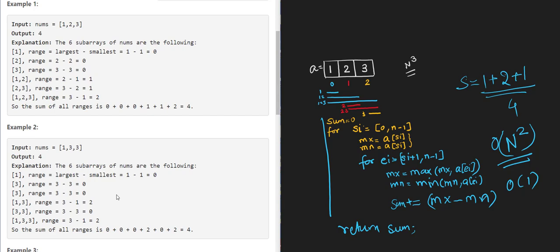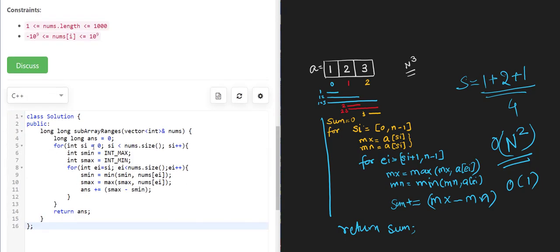And here is a quick glimpse of the code I wrote and submitted during the contest. So I did not do an optimization of starting EI from SI plus 1. I just went ahead with int max and int min value, and it's just the same code that got accepted.